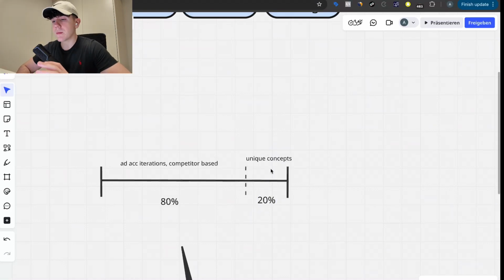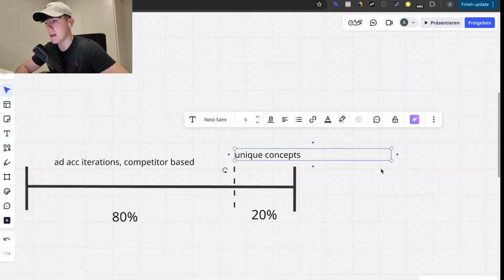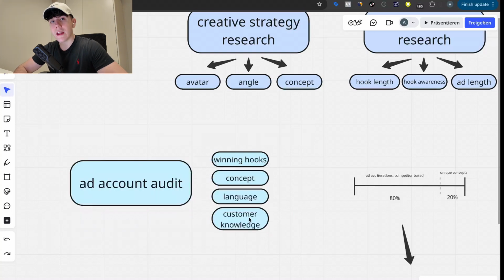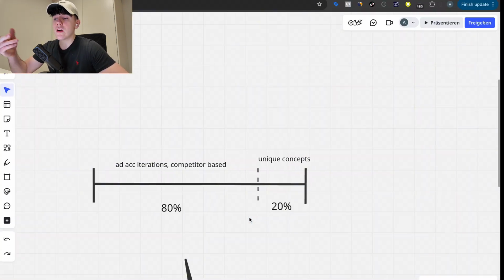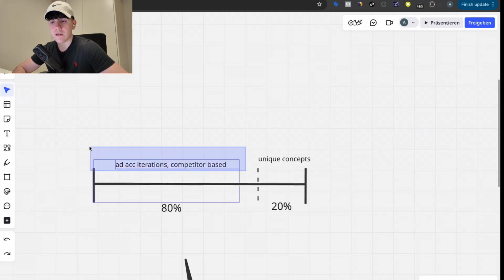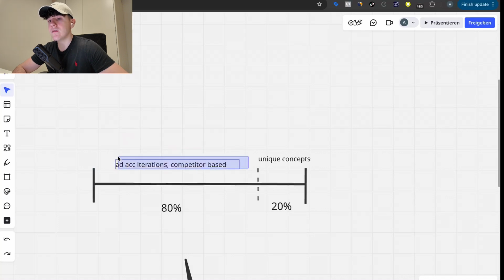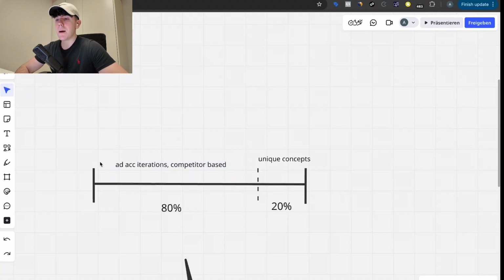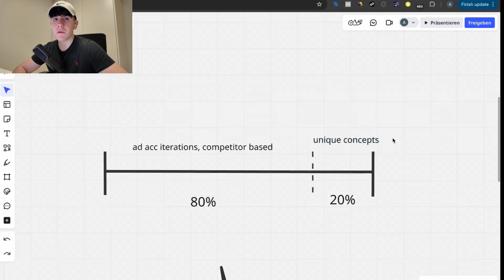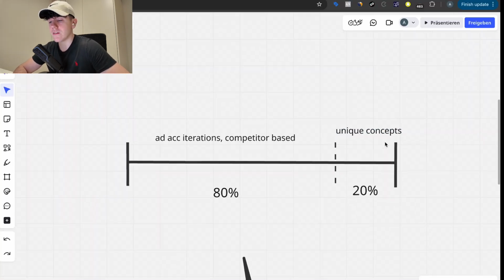Now, it's usually something completely different than 80-20. Usually people are way too creative and try to reinvent the wheel, and they don't iterate on their own ad concepts; they forget the whole ad account audit thing and don't do anything in that realm. And then the other extreme, which a lot of people are doing, is just ripping ads and not really iterating properly, doing only competitor-based stuff. Both of these are not good. The 80% is what's going to make you money, and the 20% is what's going to keep your ad account alive over the long period of time, okay?